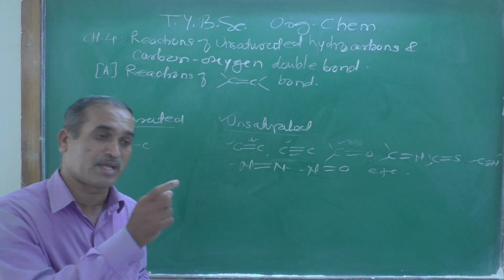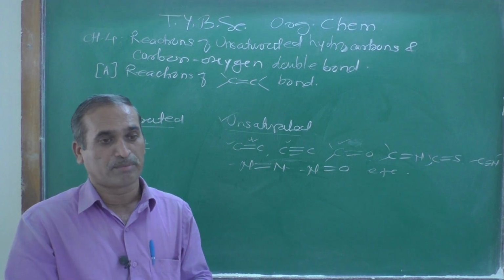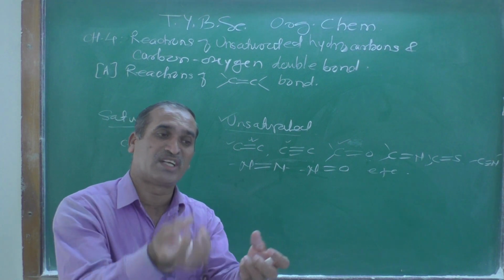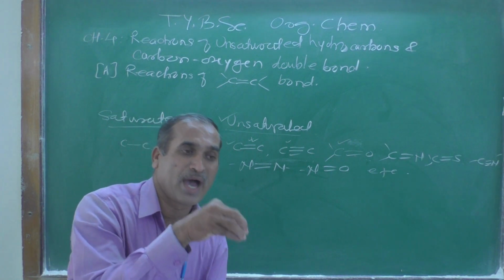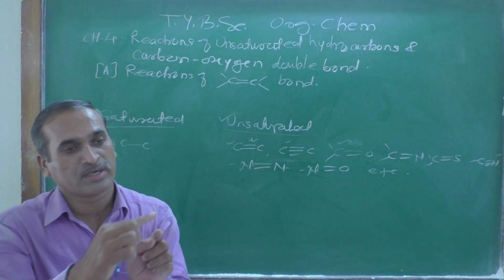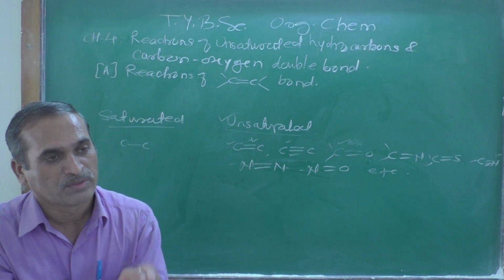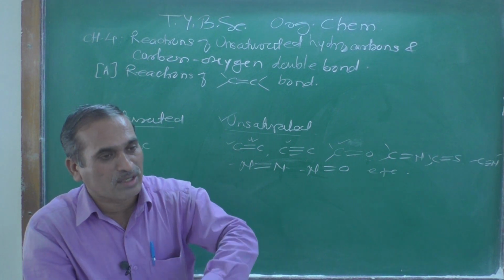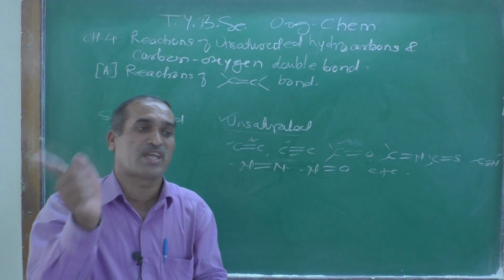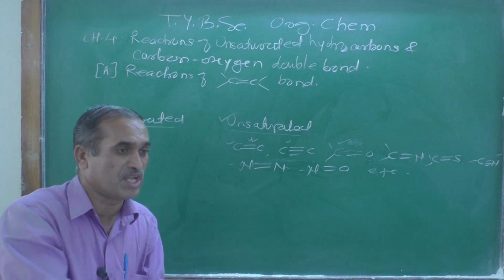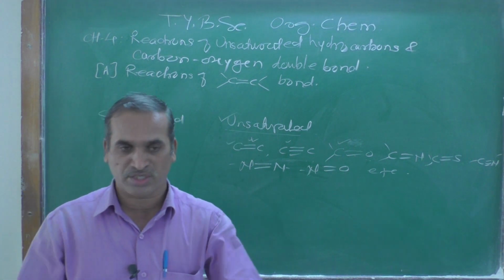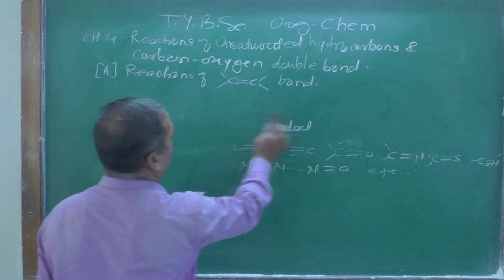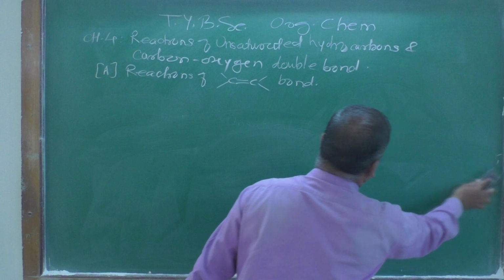Whenever we add a reagent, whatever atoms are present in the reagent are completely consumed by the substrate, and the product formed contains all the atoms of the substrate as well as the reagent. That type of reaction is called an addition reaction. That is the simplest definition of addition reaction.